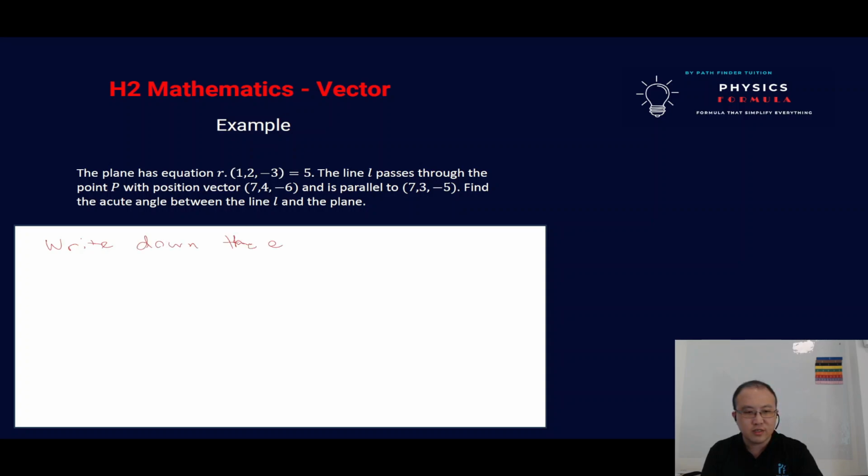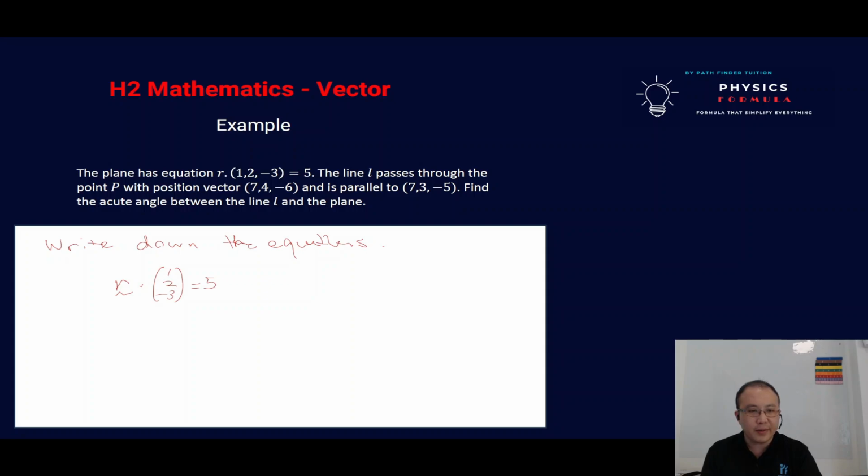So the first thing we need to do is to write down the equation. That should be the first thing we will do. Write down the equation first. So for the equation of the plane, it will look like this. This is a scalar product form. So r dot (1, 2, minus 3) is equal to 5.